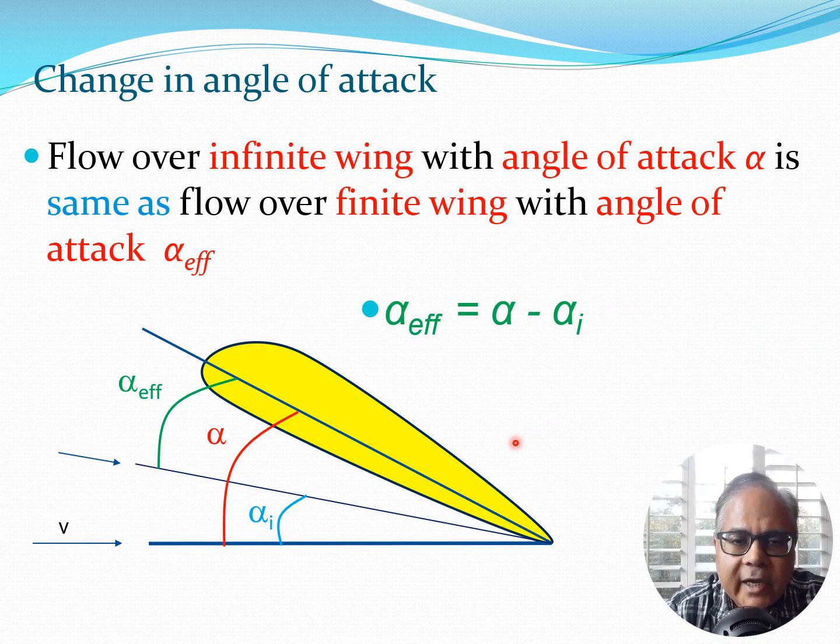So let's now go back and look at some of the things we have discussed before. Again, we see here that flow on an infinite wing with angle alpha is the same as flow on a finite wing with angle alpha effective. So we have seen before that if we have the airfoil section here and it had alpha, that is essentially one situation, and this is the same as a finite wing section with angle alpha effective, and the relationship between alpha effective and alpha is given as follows. It is essentially alpha minus alpha I, where alpha I is coming because of downwash.